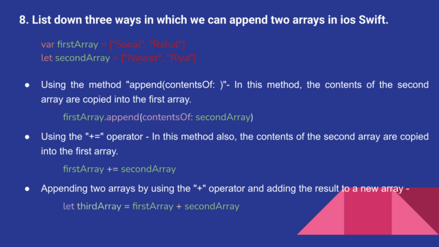Remember to mention to your interviewer that for any in-place addition, the destination array must be declared as a variable, not a constant. Here are the 3 common approaches. The first approach is using the built-in append(contentsOf:) method.